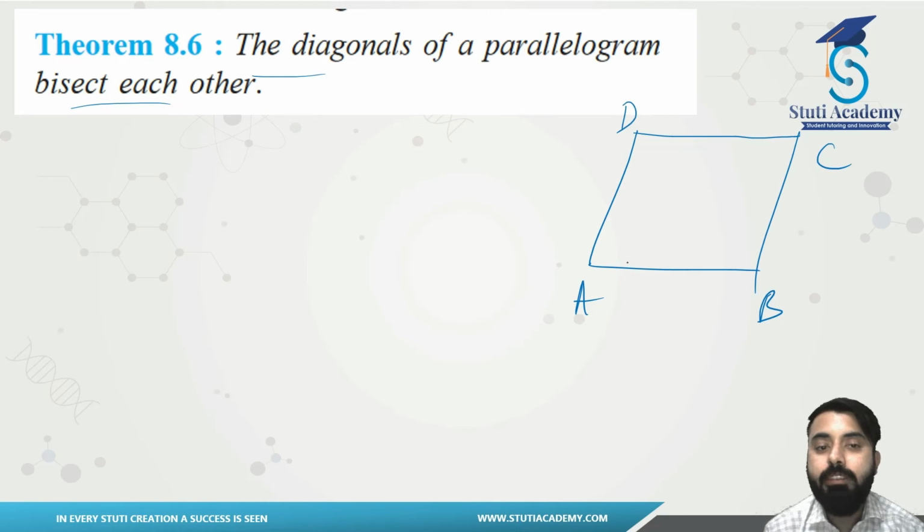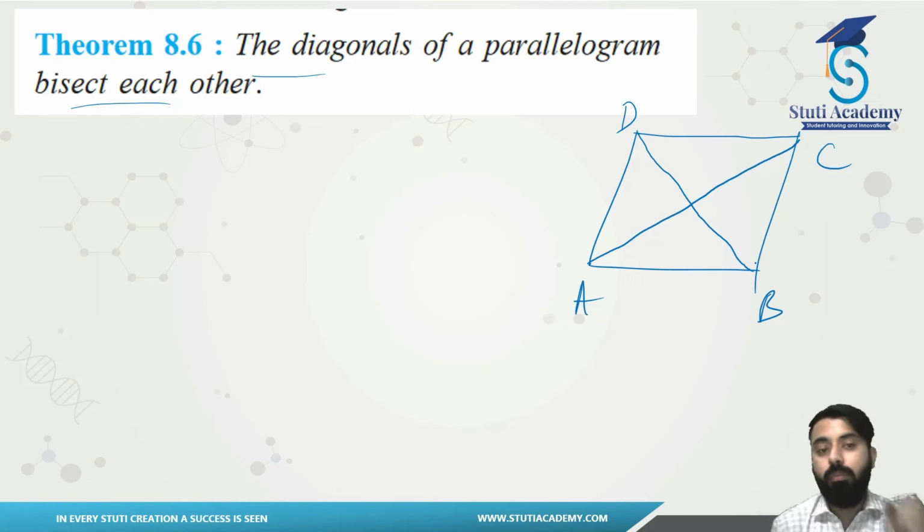Let's form its diagonals, join AC and let's join BD. So in this case, we have to prove that diagonals of a parallelogram bisect each other. Now this is the case. If they intersect at O, we have to prove that OD is equal to OB and OA is equal to OC. We have to prove this one.